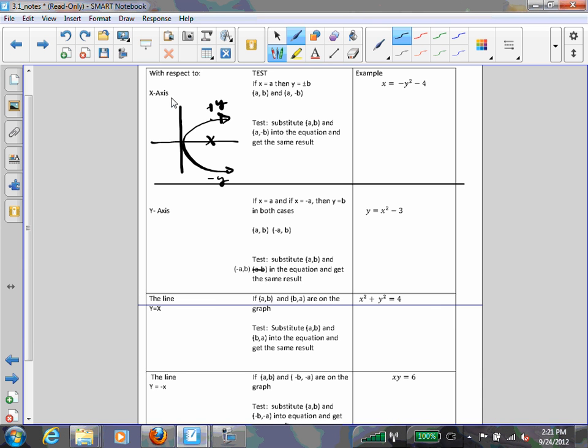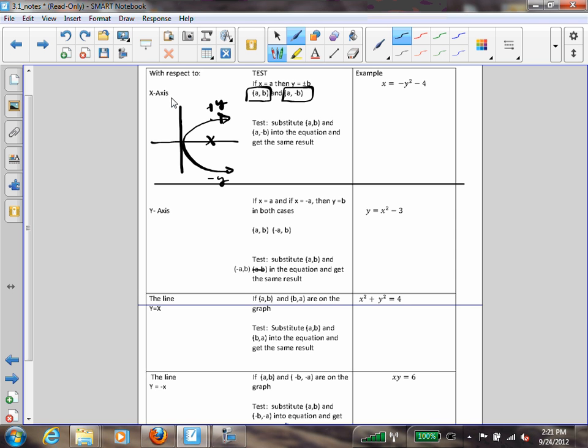And that's what I'm saying. So if x is equal to a, then y is equal to plus and minus a. So the way you test it is you plug in a, b into your function, and you plug in a negative b into your function. And you get the same looking function. Okay? It'll look the same.